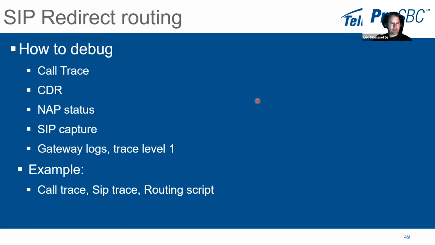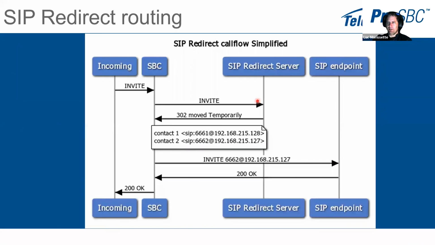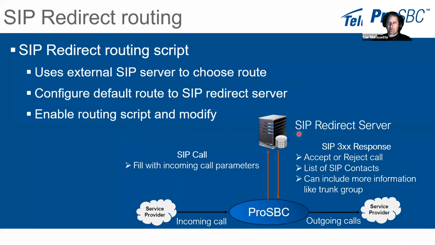Can the SIP redirect server be like Asterisk or other SIP server? Absolutely. It can be anything here. Anything that can get a SIP call and answer something, either an error code or a 300 response, can be used as a SIP redirect server.